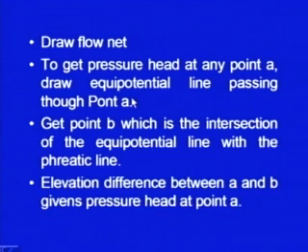So, here it is the method. Draw the flow net, then to get the pressure head at any point A, draw the equipotential line passing through the point A, get point B which is the intersection of the equipotential line with the phreatic line, and then the elevation difference between A and B gives the pressure head at point A.